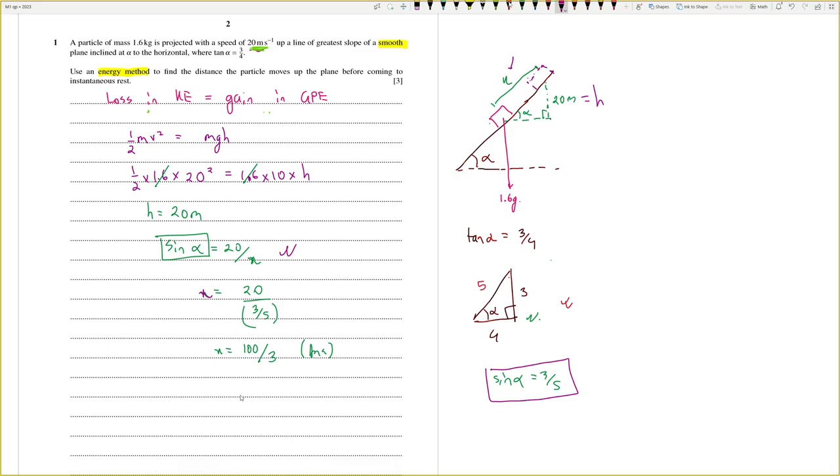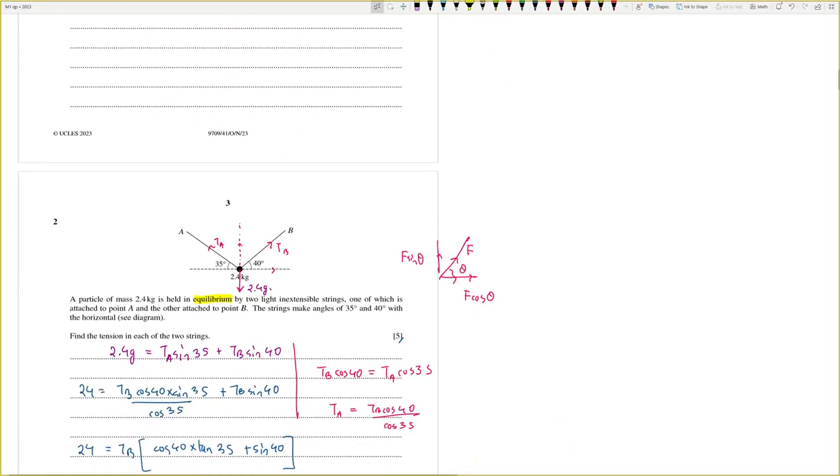You can keep it like that, or an alternative is you could say it's 33.3 rounded off to three significant figures. Same thing, they'll accept both. Okay, hopefully that's clear. Let's move on to question 2.